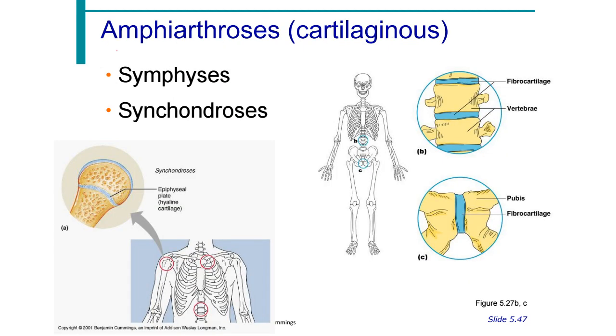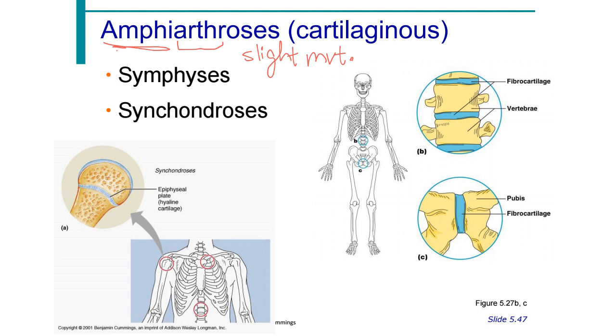So next up, we have an amphiarthrosis. Again, arth is a joint. Again, we're still on functional classifications of joints. So an amphiarthrosis is going to allow for slight movement within the joint. These are also called cartilaginous joints.